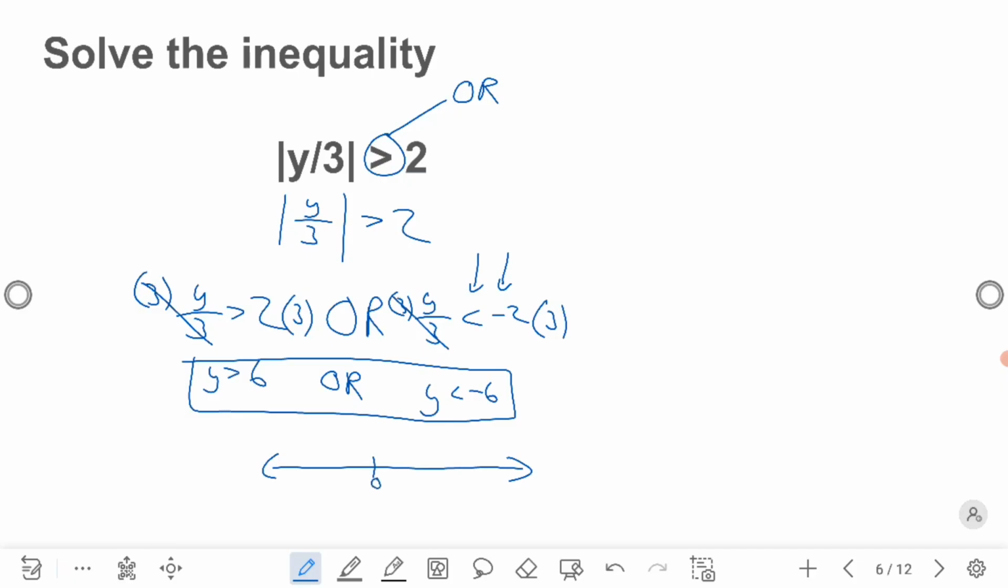Now if you're going to graph, again, just put 0 as your reference. Y is greater than 6, so it's an open circle at 6 because it's just greater, not or equal to. And if y is greater than 6, I know I'm going to shade to the right, so everything to the right. If y is less than negative 6, I'm going to start at negative 6, again with an open circle because there is no or equal to on it. And if y is less than negative 6, it's going to go to the left.